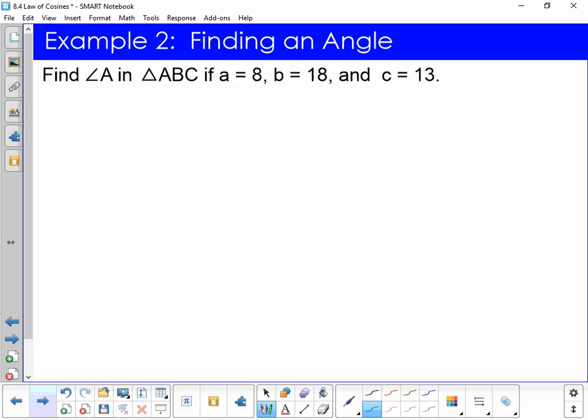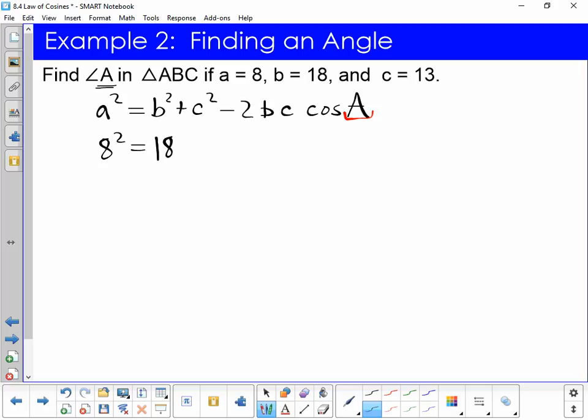It is a little trickier when you're using the law of cosines to find an angle. In this example, we are going to find angle A. So the version of the law of cosines we're going to use is the one that features angle A. It's going to be a squared equals b squared plus c squared minus 2bc times the cosine of angle A. So in this case, this is the thing we're trying to find, and we're going to fill in all of the other information. a is 8, and b is 18. c is 13, so 13 squared minus 2 times b times 13, and we're literally just filling in everything that we know.